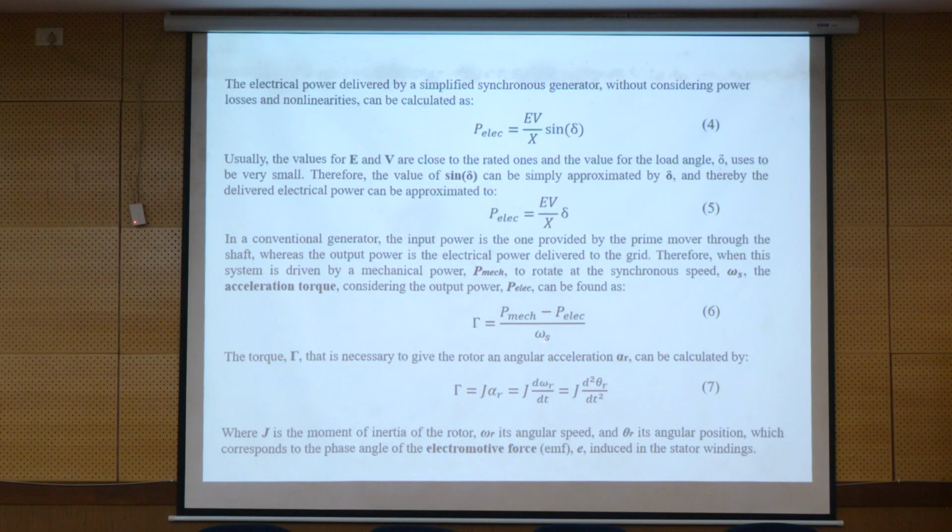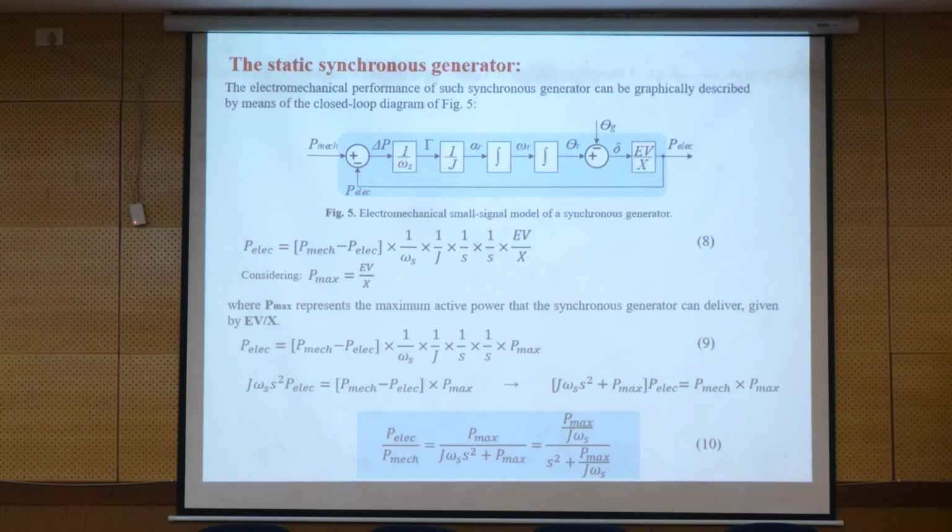Divided by omega C is torque. And torque divided by J is alpha. If we take the integral of alpha, we get omega. If we take the integral of omega, we have theta. So in fact, we have the angle theta.